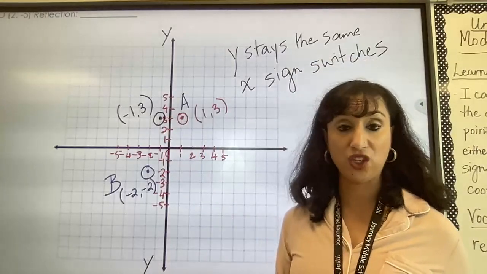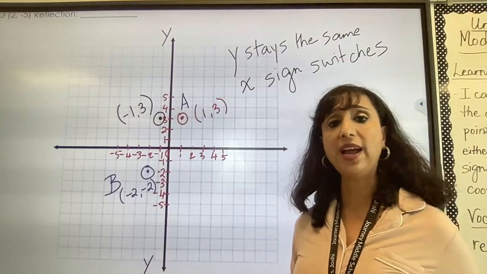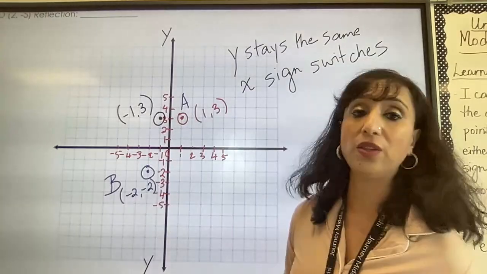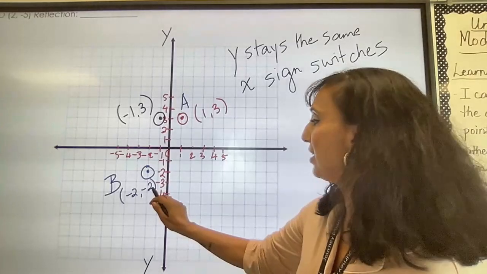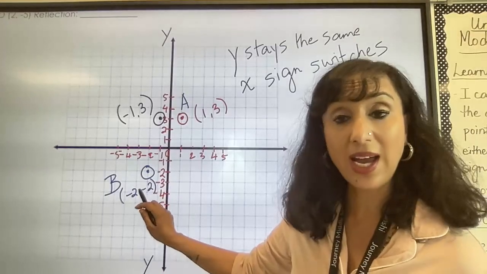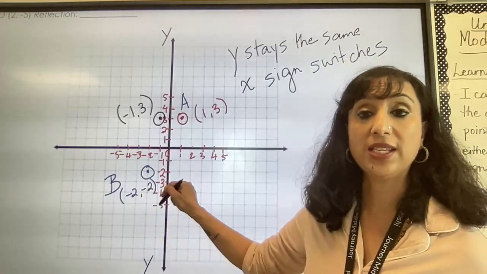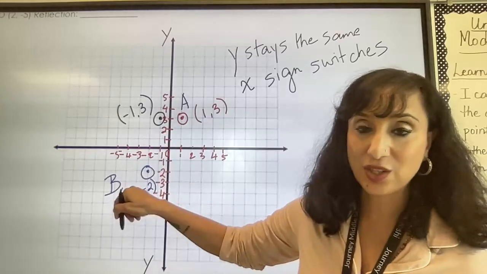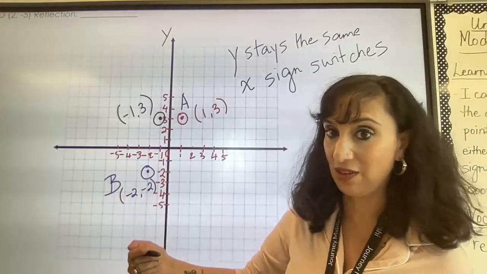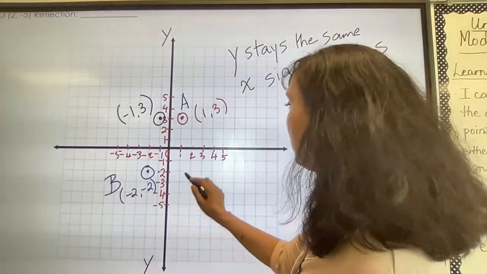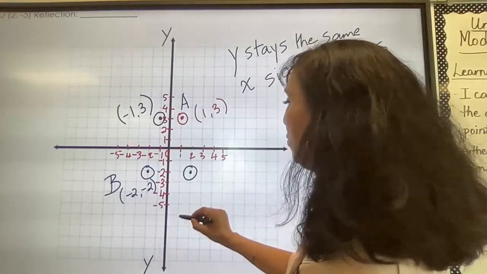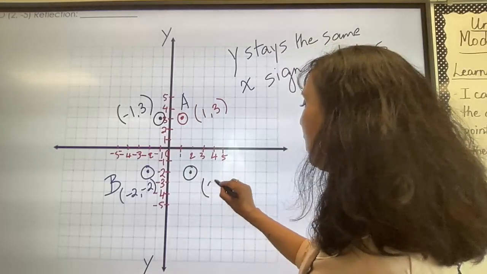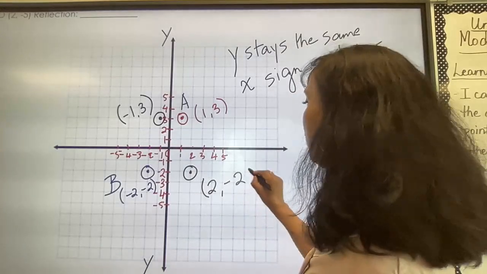So that's a reflection. Let's reflect (-2, -2) on the y-axis. So what's the y over here? It is -2. So my y coordinate is going to stay the same, but my x is going to switch to a +2. So if I'm reflecting it here, +2 and -2. So therefore, here is my reflection over the y-axis.